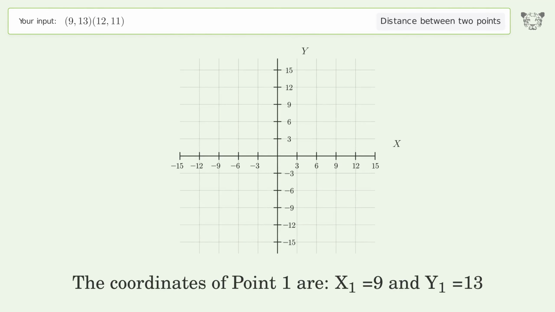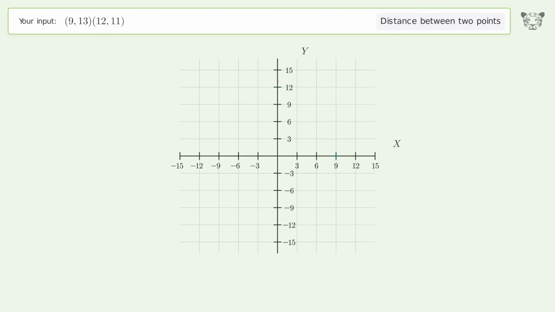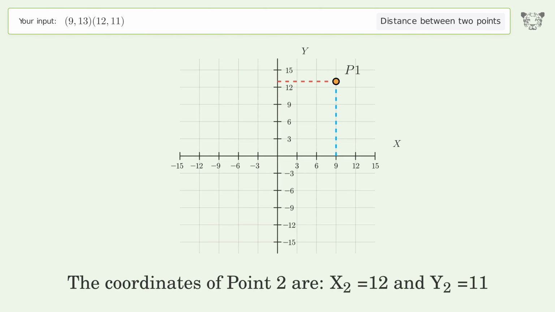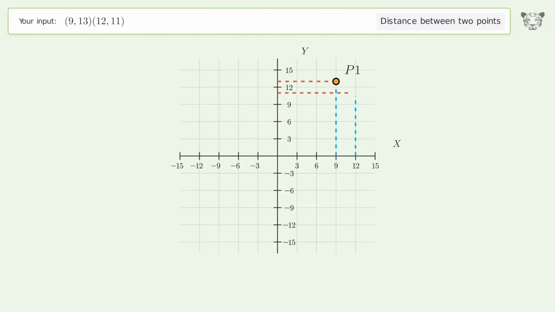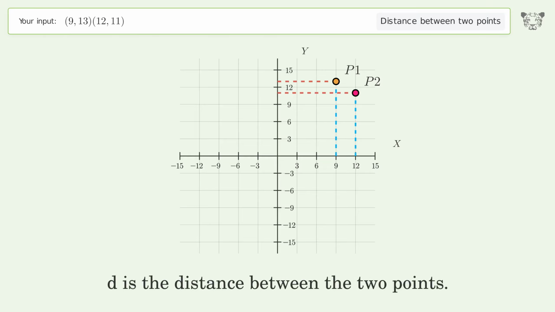The coordinates of point 1 are x1 equals 9 and y1 equals 13. The coordinates of point 2 are x2 equals 12 and y2 equals 11. D is the distance between the 2 points.